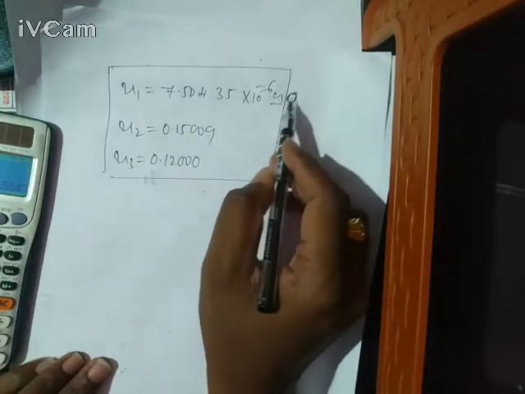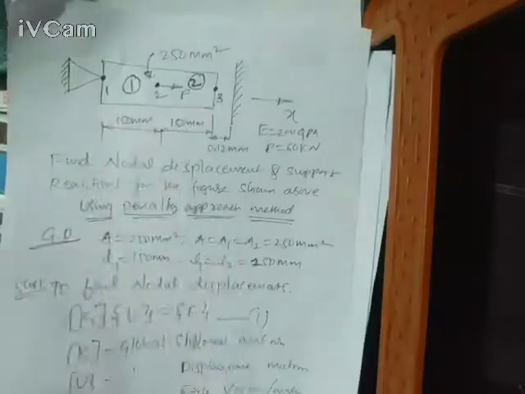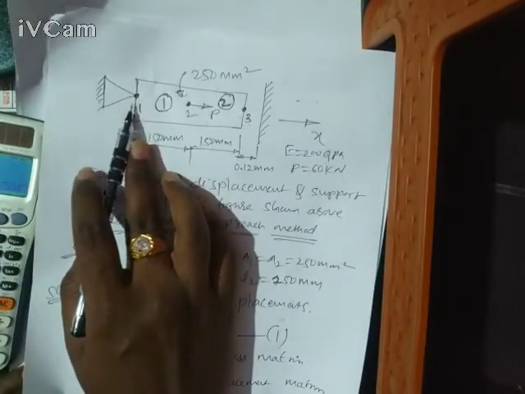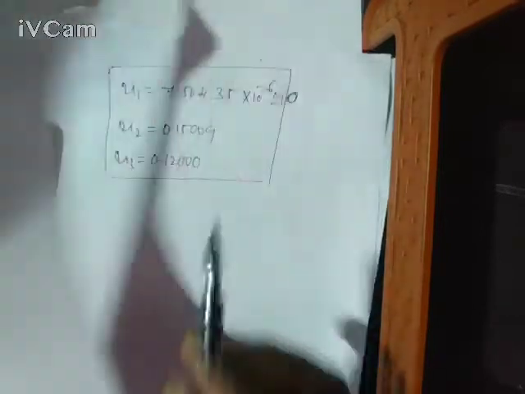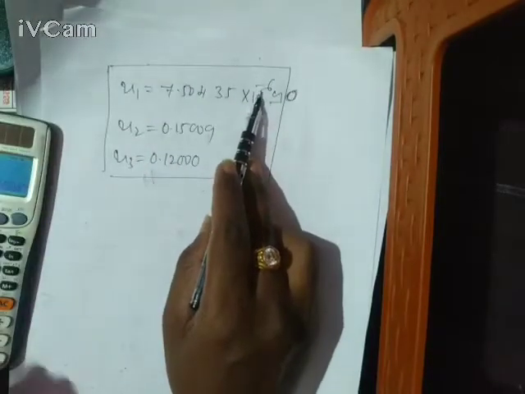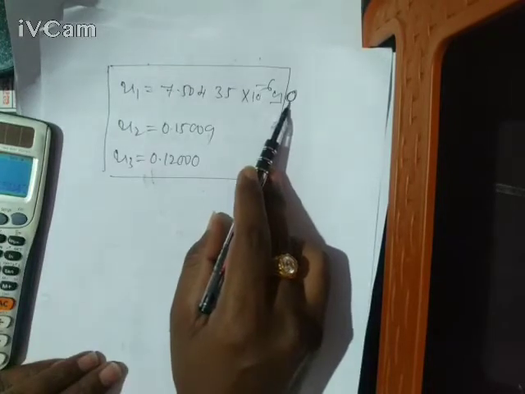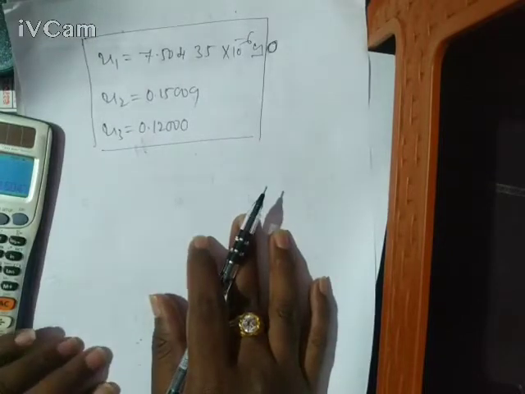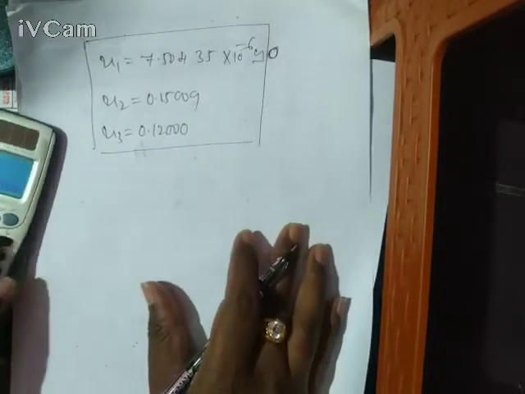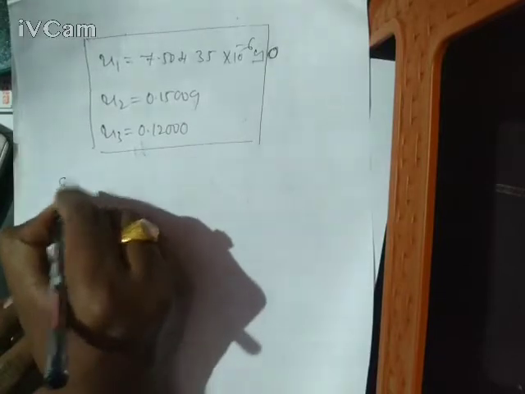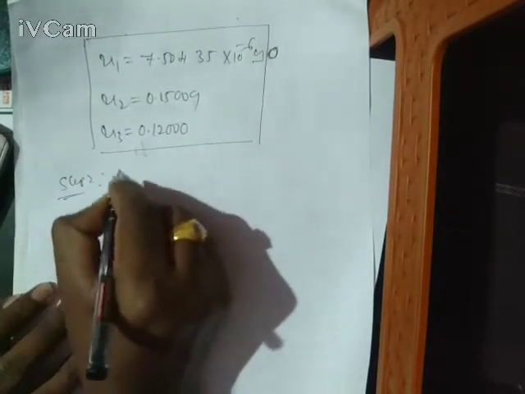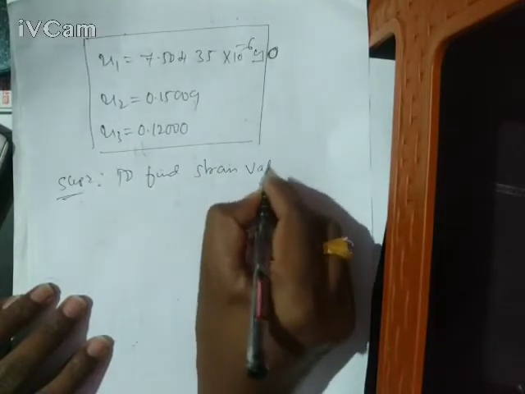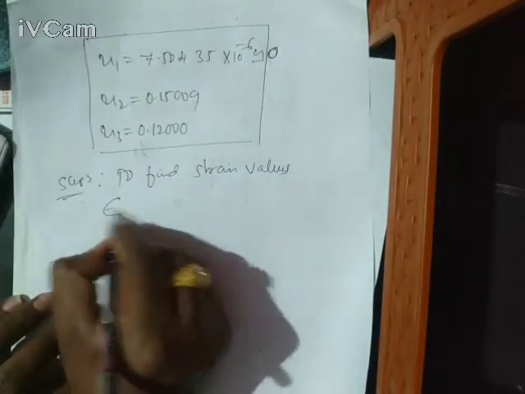But why am I going to consider this almost 0? Because my node 1 is fixed, and we know that if a node is fixed, the displacement we will get is 0. Since it is of the order of minus 6, I am going to write it as almost 0, but not 0. Okay. So what is next? What I have to find out. So step 2 is to find strain values.